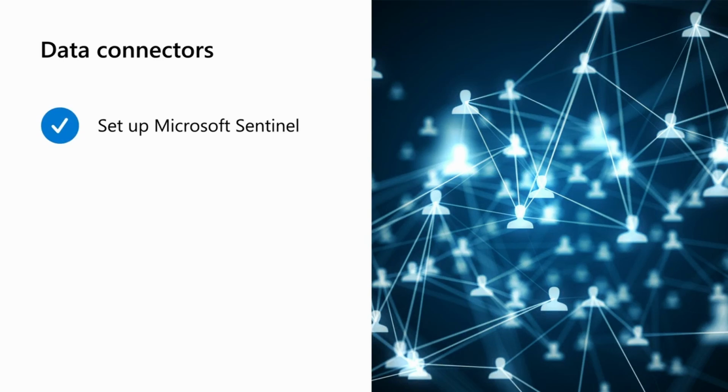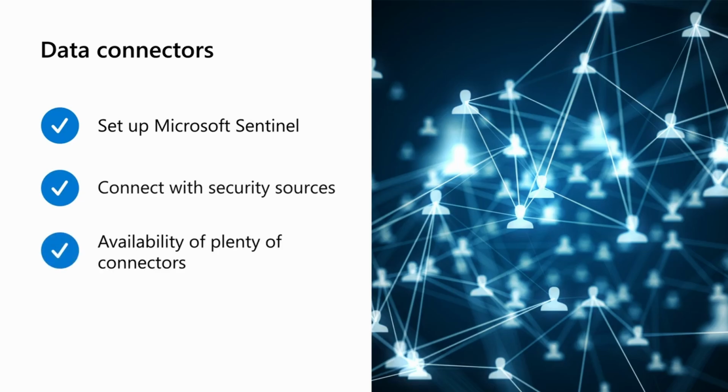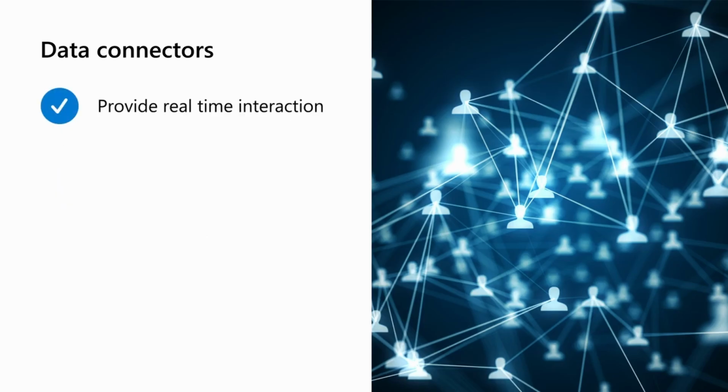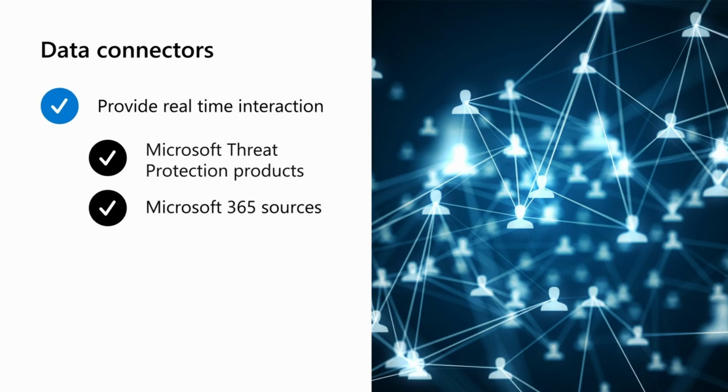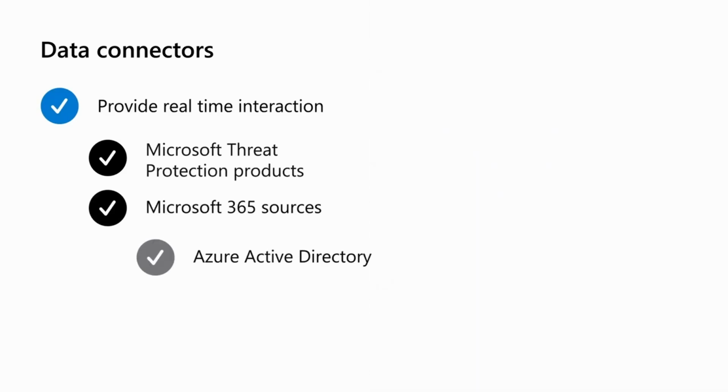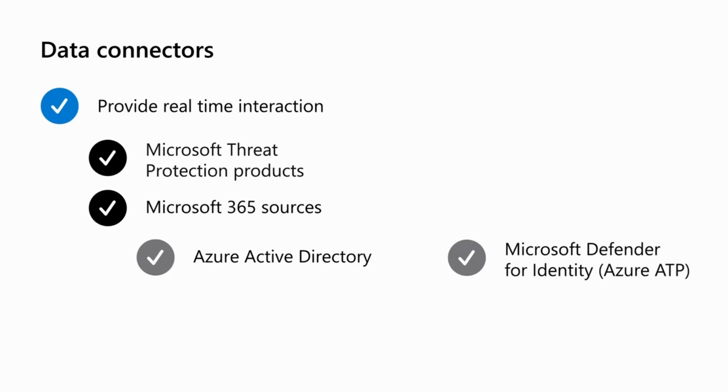To set up Microsoft Sentinel in Azure, you must first connect with security sources to comprehend the data connectors in Microsoft Sentinel. Numerous connectors are available for Microsoft solutions through Microsoft Sentinel. They offer real-time integration with Microsoft Threat Protection solutions and Microsoft 365 sources, such as Azure Active Directory, Microsoft Defender for Identity, also called ATP, and Microsoft Cloud App Security.